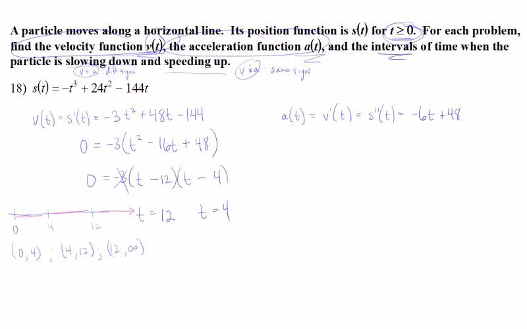Okay, so those are intervals where velocity is not 0, right? Because we know that the only zeros happen at 12 and 4, right? And so if those are the only zeros, then that means velocity cannot be 0 anywhere else, right? And that means it has to be positive or negative in those other areas, okay?